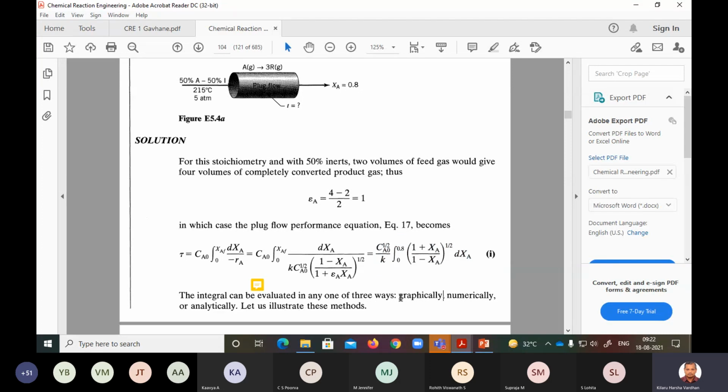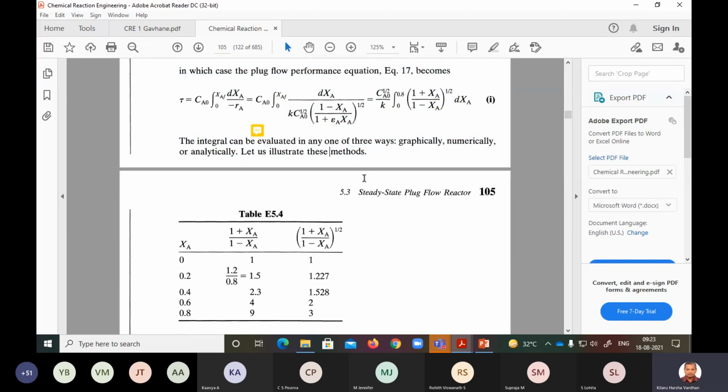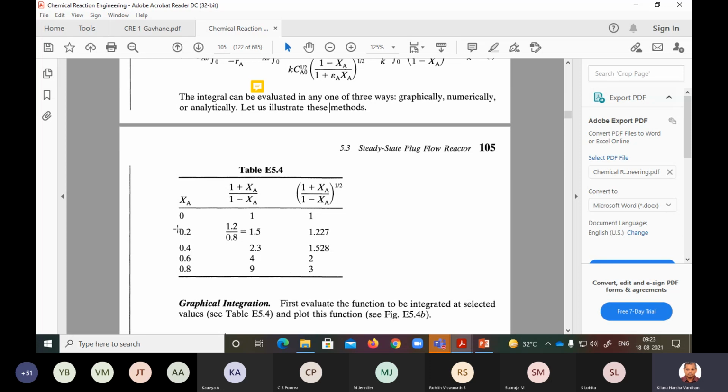That is why you can go for a graphical way, a numerical way, or analytically. That's up to you how you want to do it. The simplest thing is graphical. What you do, you assume XA as 0.1, that is 10%, and then substitute in this, calculate the integral, and then put this value, right? So all 3 methods he is illustrating. He is taking some different XAs. So 0 means this value is 1. 0.2 means 1.5, like this.